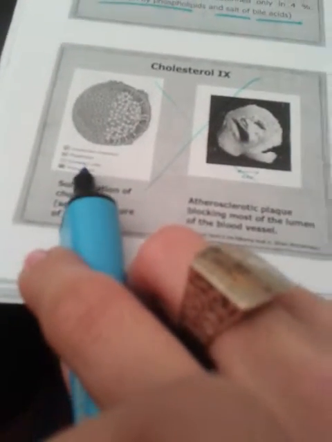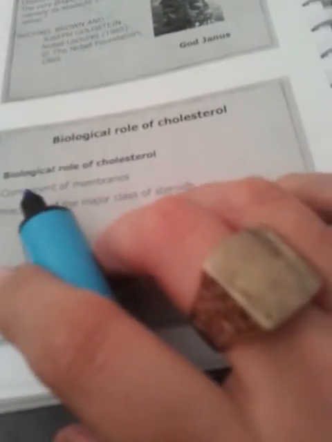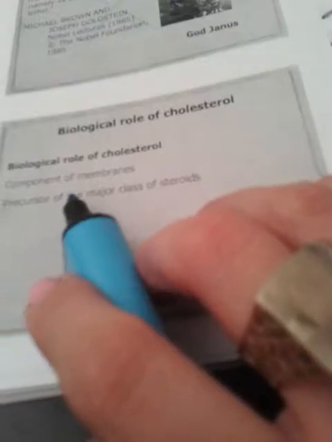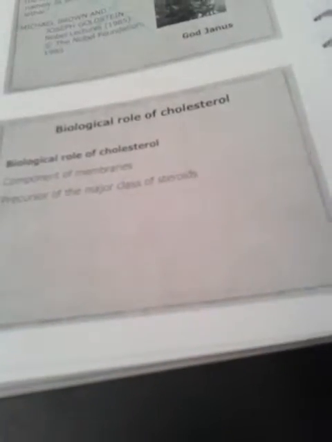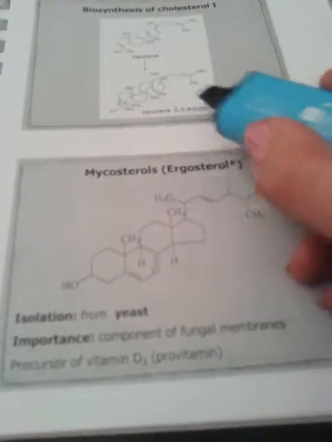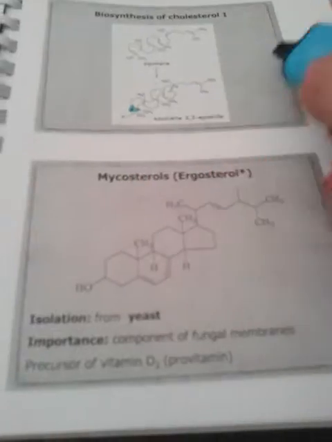It's written here, protein B100 is an apolipoprotein that you learn in biology. Biological role of cholesterol: component of the membrane, precursor of the major classes of steroids, for sure. That's the biological role, always important. Squalene 2,3-epoxide, and this is the epoxide, but that's not important. Biosynthesis of cholesterol: squalene 2,3-epoxide produces lanosterol, which produces cholesterol.